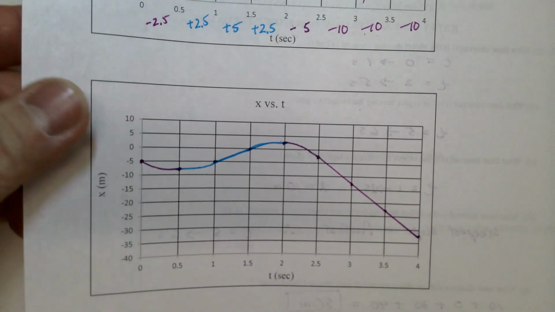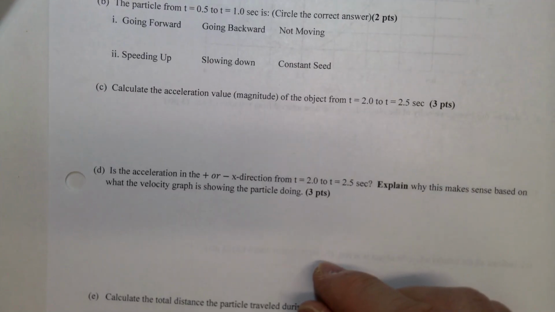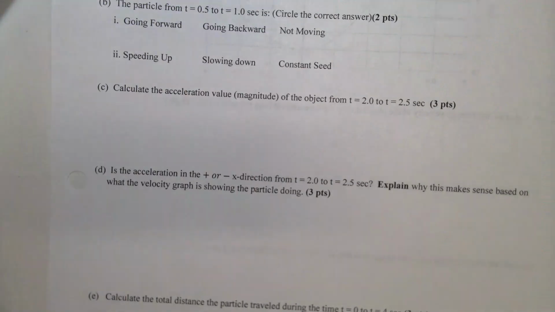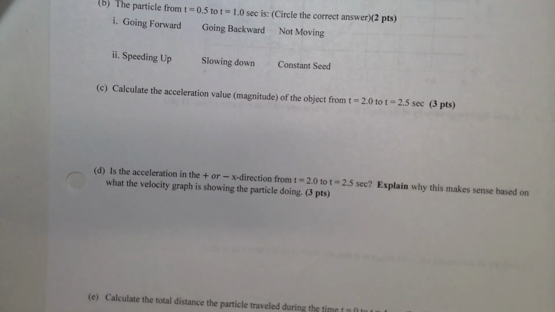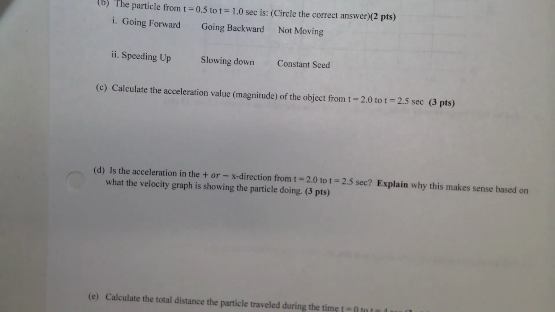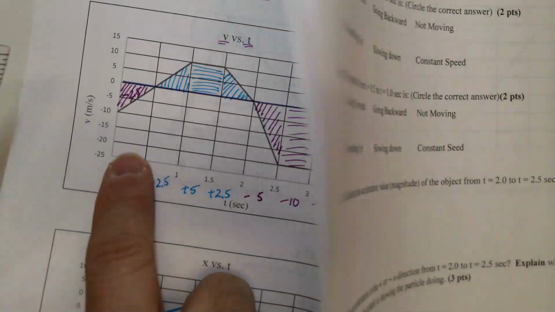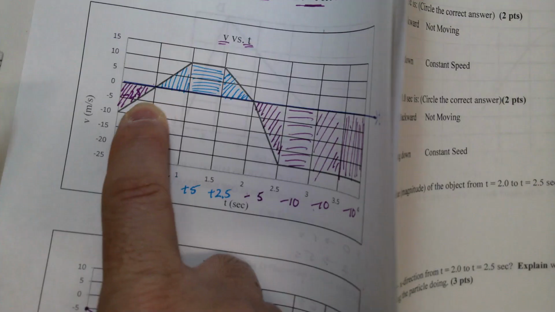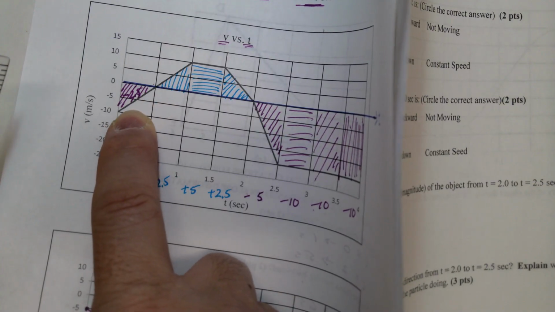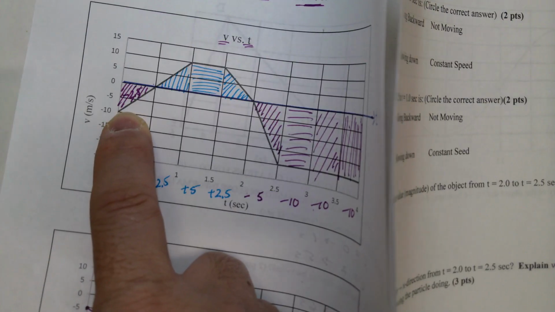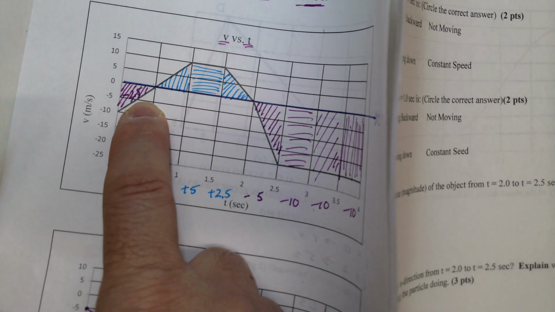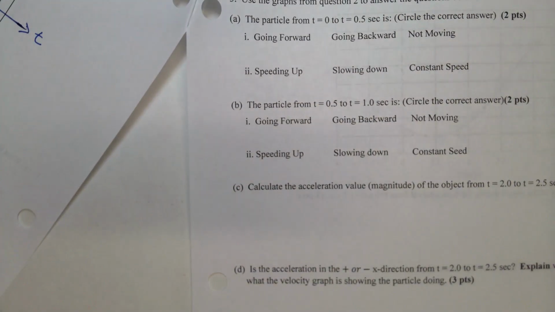Now let's take a look at the next page. It asks here, use the graph from question 2 to answer the questions below. So for the particle from 0 to 0.5 seconds, which way is it going? Well, it looks like we have negative values for my velocity. Every time I have a negative value, whether it's constant or not constant, slowing down or speeding up, it's going backwards. There's no negotiation on that, right? It's going backwards.